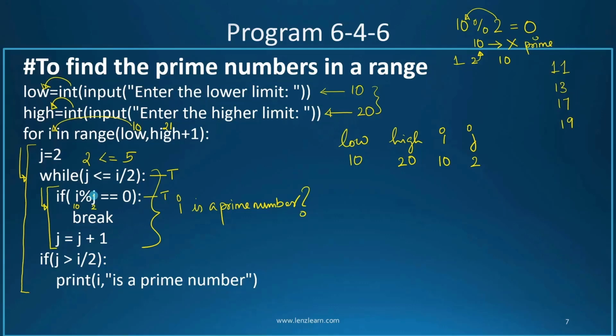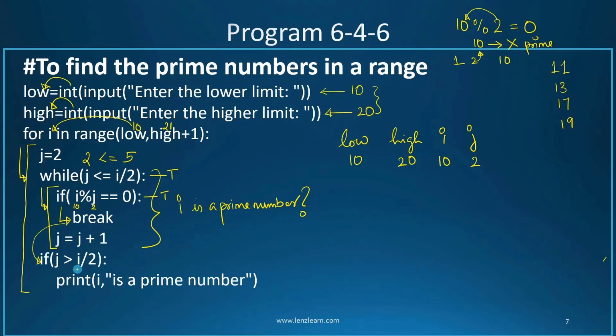Right? So I don't have to keep on checking all the factors up till 5, because if you get one factor other than 1 and 10, you can be sure that it's not a prime number. You should understand this break will take the control out of the immediate loop, that is the while loop. So now the control will come out from the while to the if condition check.